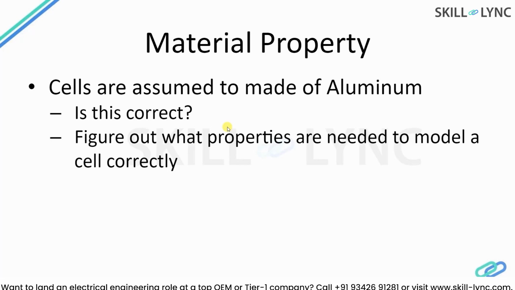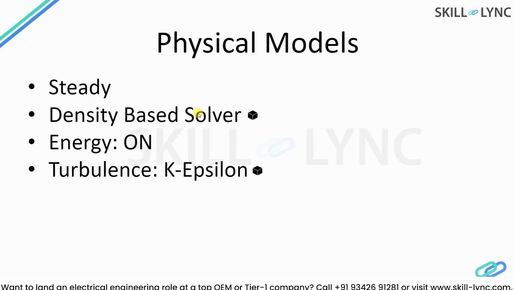With respect to material property, I'm going to assume that my solid cell is made up of aluminum, so the thermal conductivity and specific heat of aluminum will be used. Now, is this correct? Well, that is something that you are going to be figuring out as part of your project. You should also figure out what properties are needed to model the cell correctly, and you need to evaluate if the original assumption that I have made is correct or not for this particular problem.